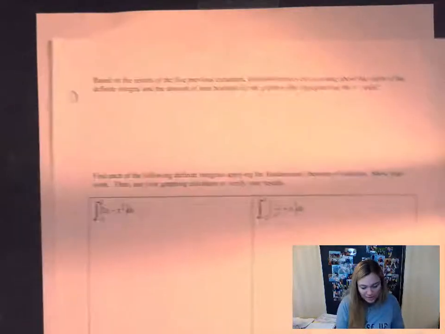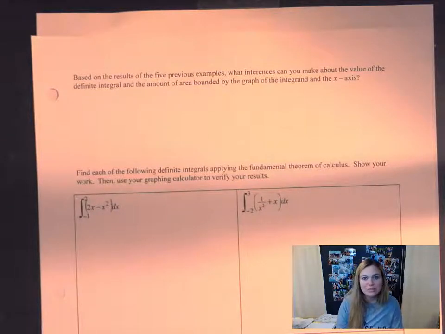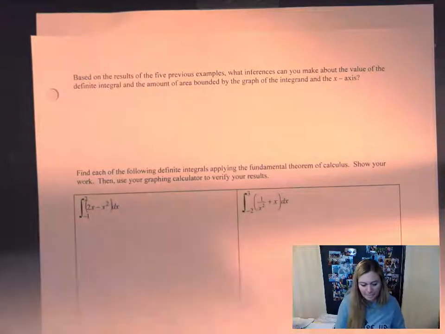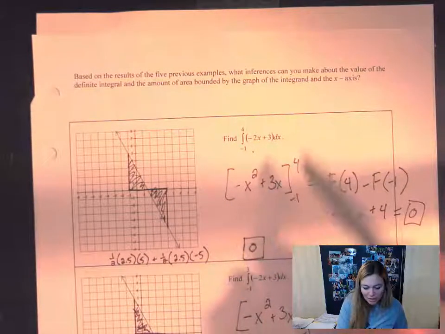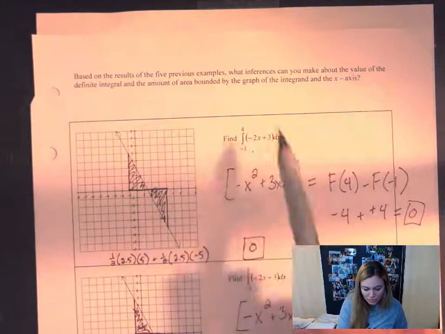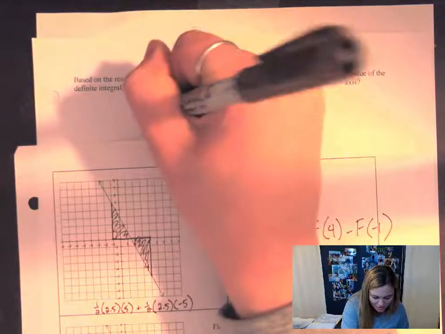Do you want more? Oh, too bad. There's not another one of these graphs, but we can move on a little bit. Okay, so in here, based on the results of the 5 previous examples, so all the stuff we just did, what inferences can you make about the value of the definite integral and the amount of area bounded by the graph of the integrand and the x-axis? So what that's saying is, what can we say about the value of the definite integral? So that's this thing, like the integral from a to b of f of x.